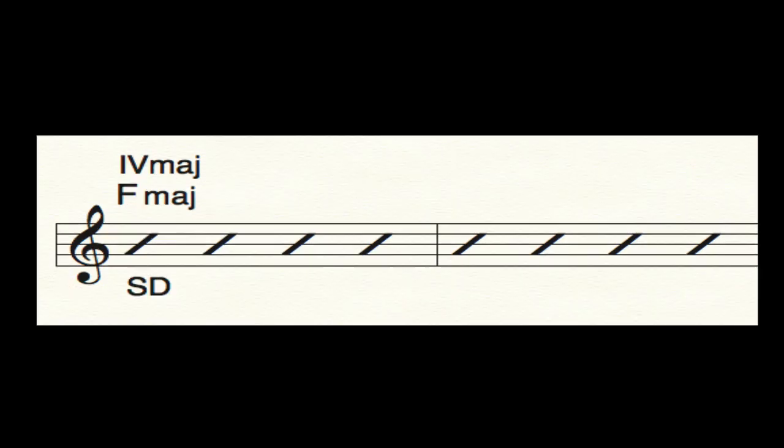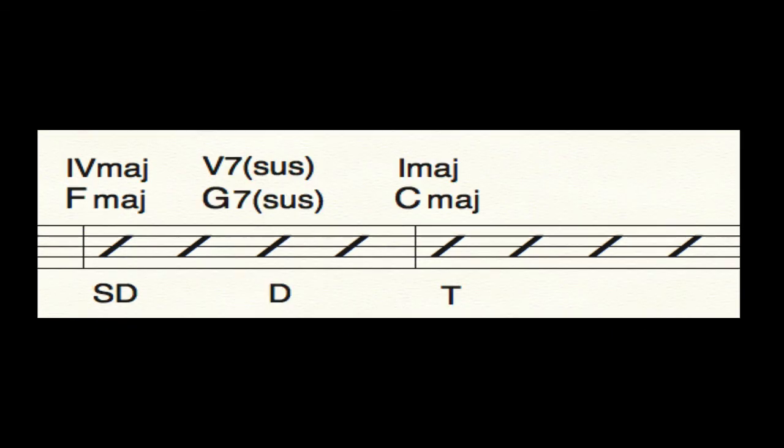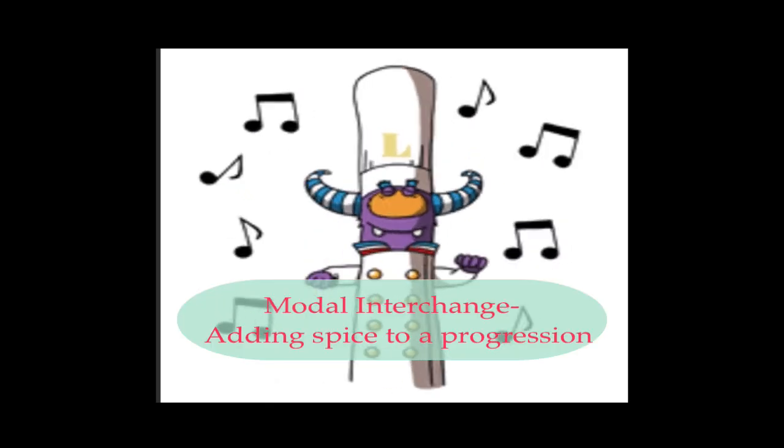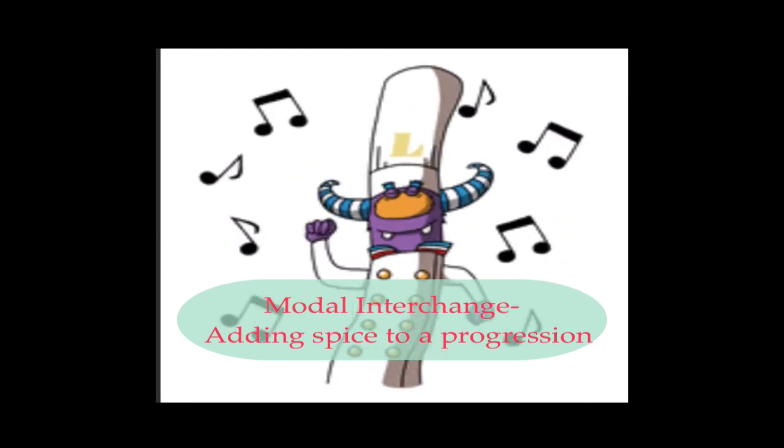In major keys, a subdominant chord could feel like an alternate place of rest, like another home. Or the subdominant chord could be the chord right before the dominant. Modal interchange chords can be added or substituted in any of these places.